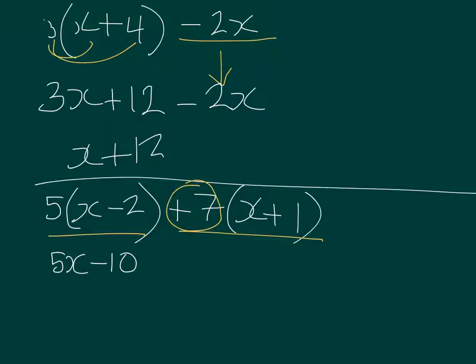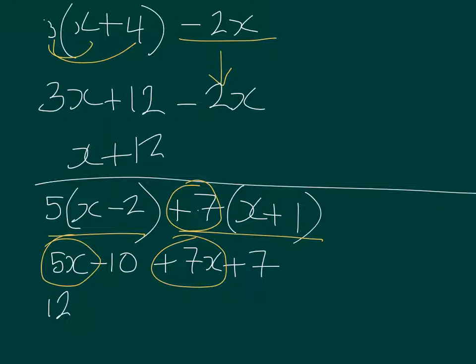So plus 7 times x is plus 7x. And then plus 7 times 1, well that's 7. Now we collect our like terms. So we've got our 5x and our plus 7x. Well, that equals 12x. And then we've got our minus 10 and plus 7. And if we go minus 10 plus 7, that's negative 3. So the answer is 12x minus 3. And that's how you do some harder questions.